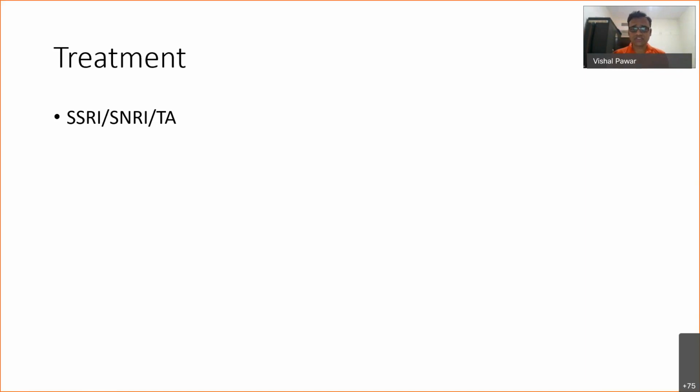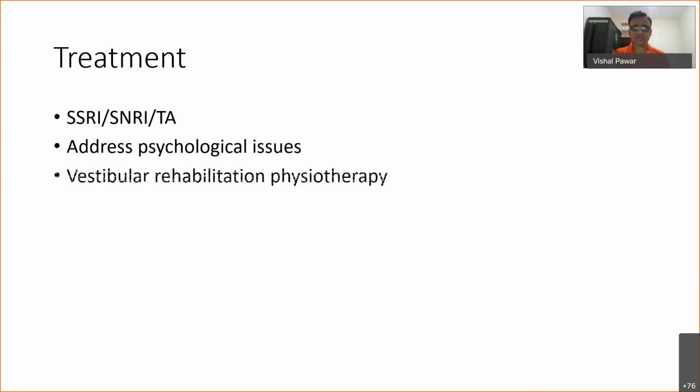And the other drugs which I use, if the patient is not able to tolerate a tricyclic antidepressant, I go for an SNRI, that is venlafaxine and desvenlafaxine. These are also very good drugs for patients who cannot tolerate tricyclic antidepressants. And it's very important to address the psychological issues. Vestibular rehabilitation is important. And one more thing I would like to mention is I do give beta blockers in these patients, and it works very well. Beta blockers like bisoprolol, Inderal, work, and even magnesium works very well in these patients.